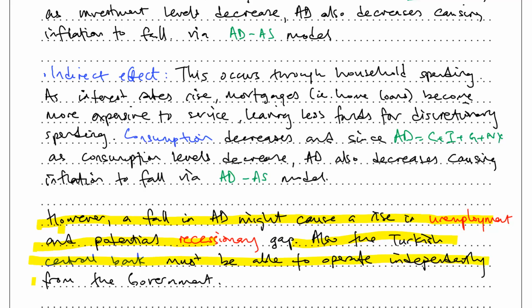So here we're saying that if you go a little bit too hard with the contraction monetary policy, you're going to pull that aggregate demand curve too far to the left, and you're going to end up with unemployment and potential recession. Also, the central bank itself must be able to operate independently from government. They have to be free from any kind of government intervention. Otherwise, as soon as they raise interest rates, governments will just tell them to lower it again. So it's really important that central bank independence is actually protected, and that they are free to operate and do what's necessary to fix the economy.